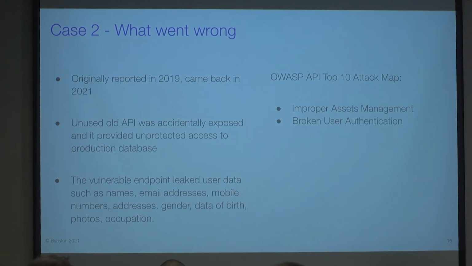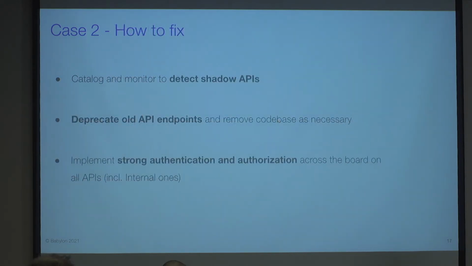So going back to the attack map, again, this relates to improper assets management. So you need to manage your assets, just like your web assets. You need to categorize, catalog what APIs you are exposing, what are the sensitive APIs, what are your non-sensitive APIs, what are on the internet and what are not on the internet, and have a clear control on that. And then anything that's exposed should have authentication, right? That's the baseline. So broken user authentication.